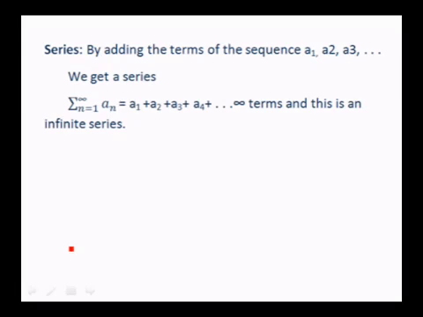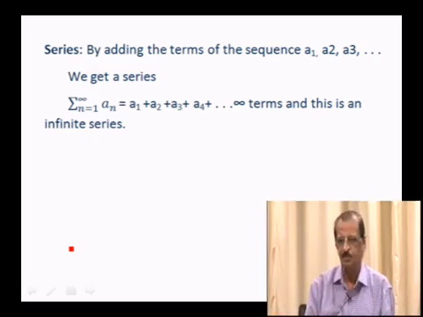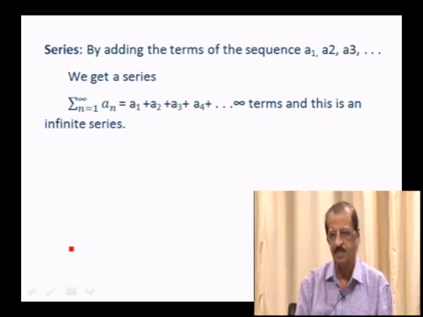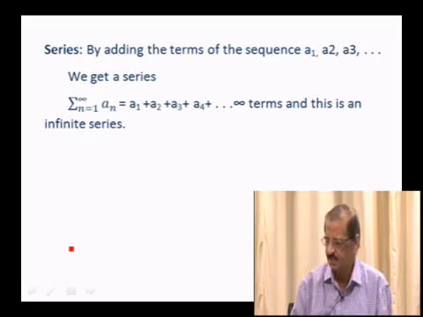Series. By a sequence we can get a series. By adding the terms of the sequence A1, A2, A3, etc., we get a series: sigma n equals 1 to infinity, A1 plus A2 plus A3 plus An, etc., up to infinite terms, and this is an infinite series.